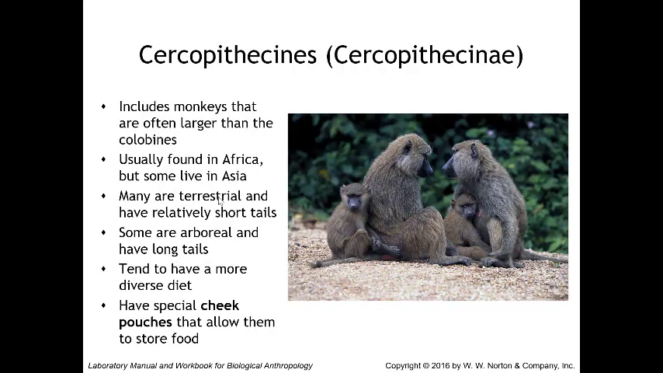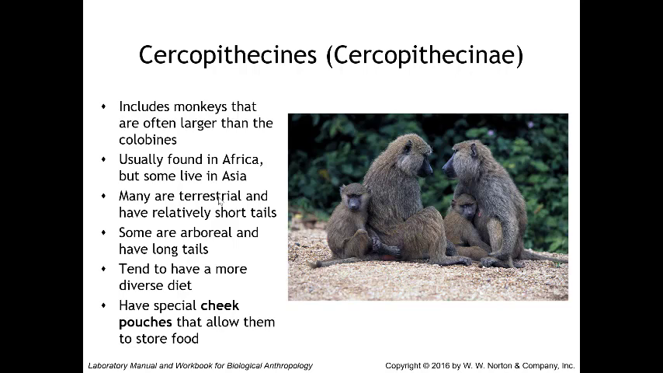Then we have our Cercopithecines. So this includes monkeys that are often larger than our Colobines, things like our baboons and our macaques. They're usually found in Africa, but some live in Asia. Many are terrestrial and have relatively short tails. Some are arboreal and have long tails, tend to have a more diverse diet with more fruit than that of our leaf-eating Colobines. And they have special cheek pouches that allow them to store food.